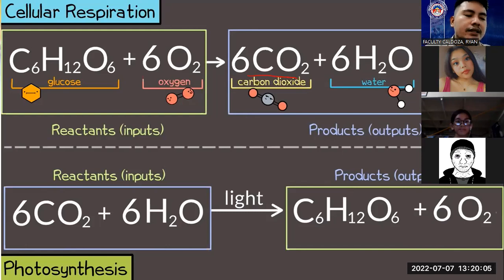Whereas pag photosynthesis naman, class, ang ating reactants ay carbon dioxide, water, and yung kanyang product naman, class, ay glucose and oxygen for photosynthesis. Ano na-obserbahan nyo? Bernadette, ano na-obserbahan mo sa formula ng photosynthesis at cellular respiration?